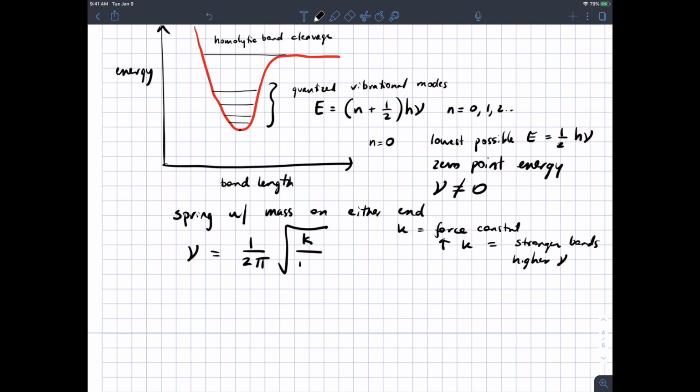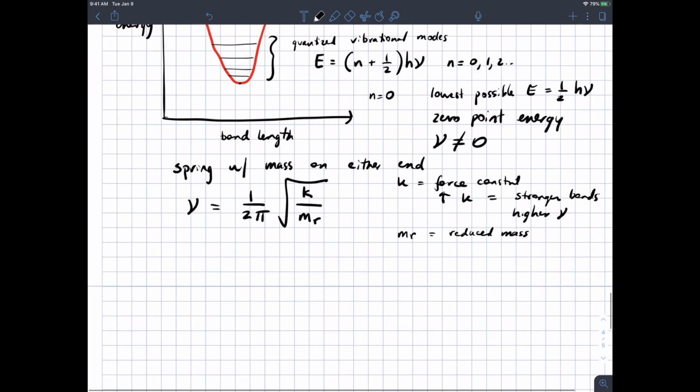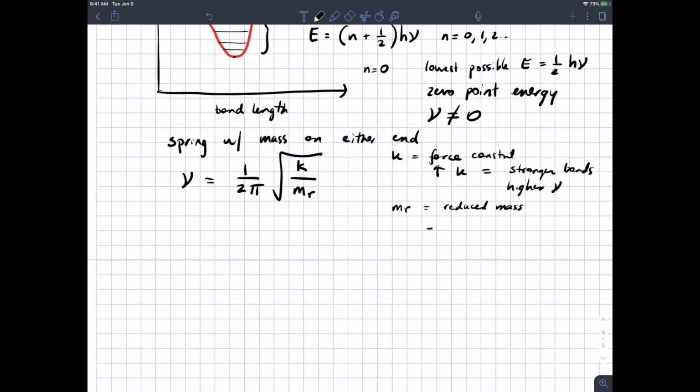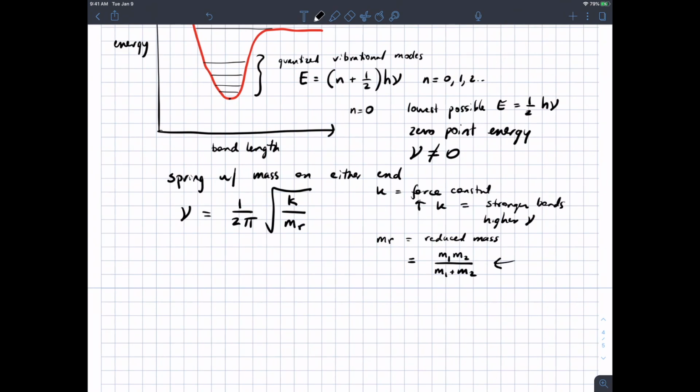And then in the denominator is this thing called reduced mass. And I'm not sure where the derivation for reduced mass comes from, but it is equal to the mass of the thing on one side of the spring times the mass of the thing on the other side of the spring, all divided by the sum of the two masses. I guess this assumes that the spring is massless, which in our case it can be. All right. So let's think about how this expression changes our understanding.